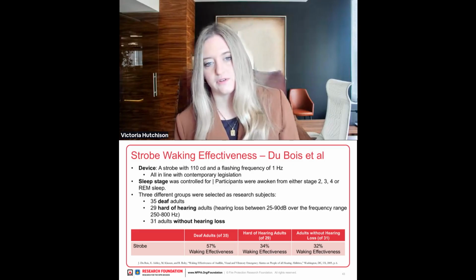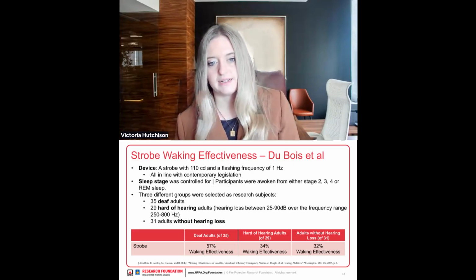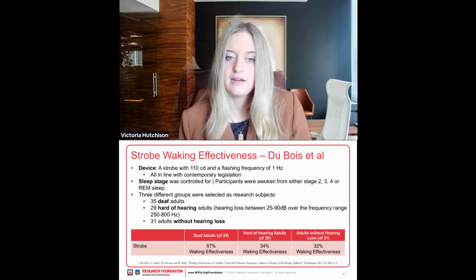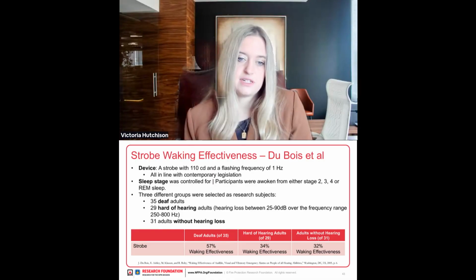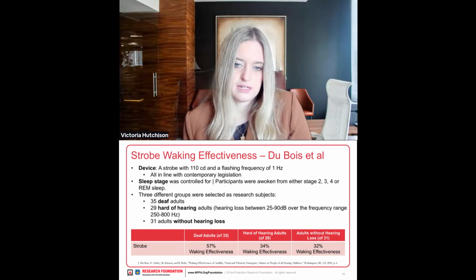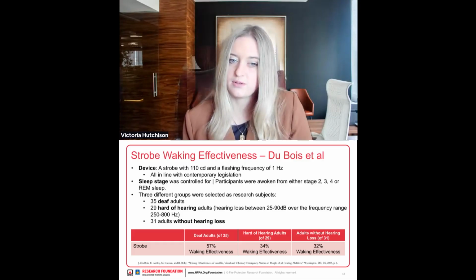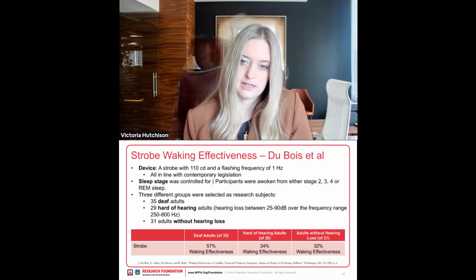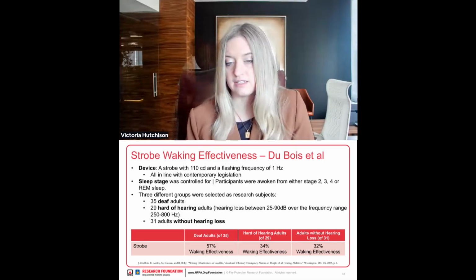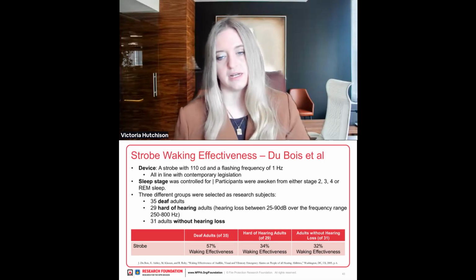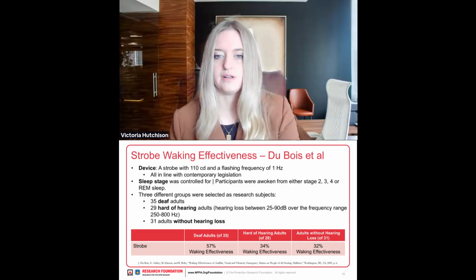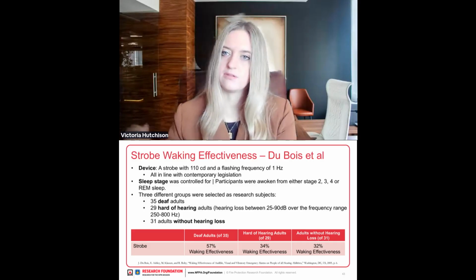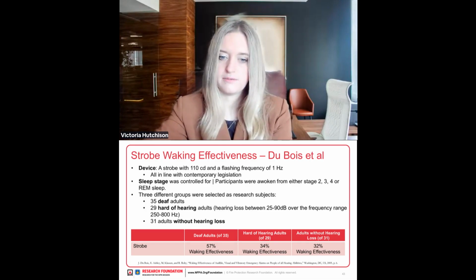So looking at this for the deaf adults, it does show a bit of different results from the previous studies, with 57% effectiveness for the deaf adults, 34% effectiveness for hard of hearing, and adults without hearing loss still 32%. So fairly middle of the road of effectiveness there, but much lower than some of the others that have been shown.